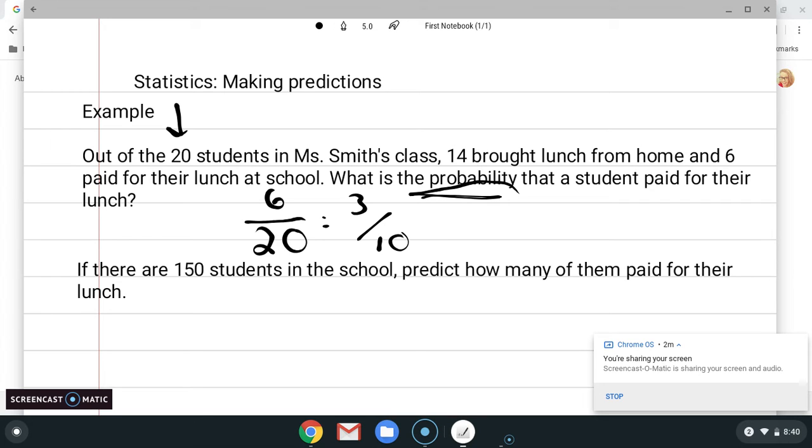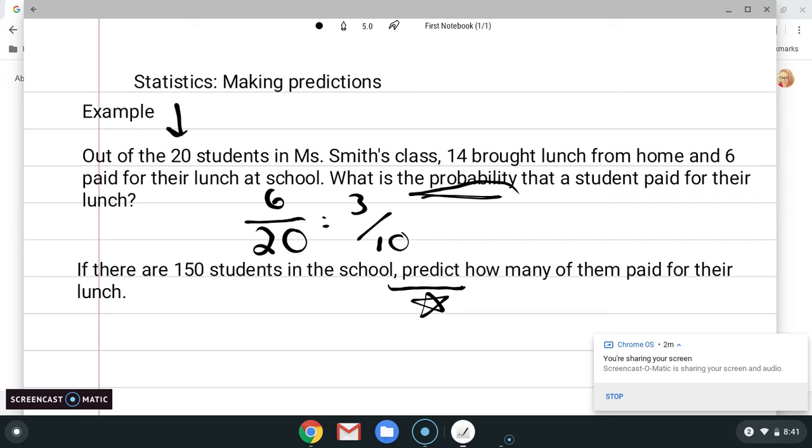Let's look at the second part. If there are 150 students in the school, predict how many of them paid for their lunch. This word predict is going to tell you what operation. Whenever you see the word predict, you are always going to multiply. So if you think way, way, way back to when you learned percents, you're really trying to find a percent of this whole. So if you remember, fractions are really just decimals written a different way. And this 150 students is the whole part of the school. You're looking for that little tiny piece that is paying for their lunch.